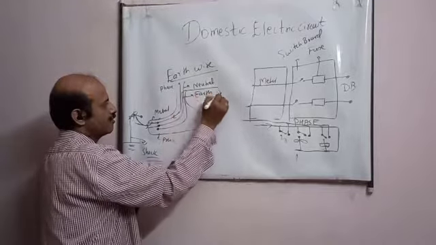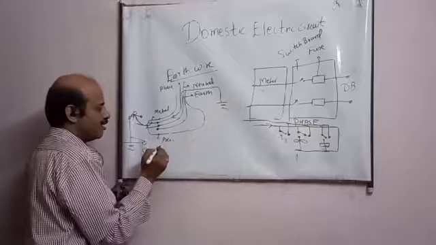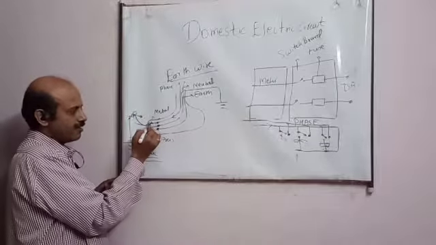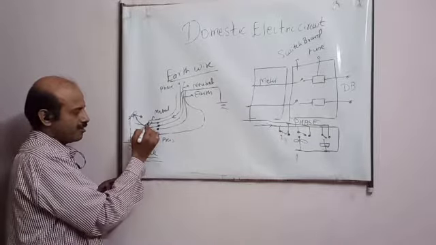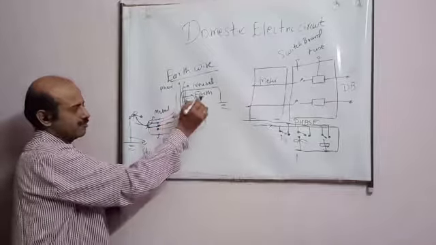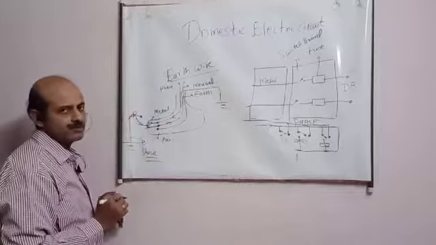Earth wire. Now what happens, student? If the phase wire touches the metallic body, the current returns back through the earth wire in this path. And the person will not get shock, student.